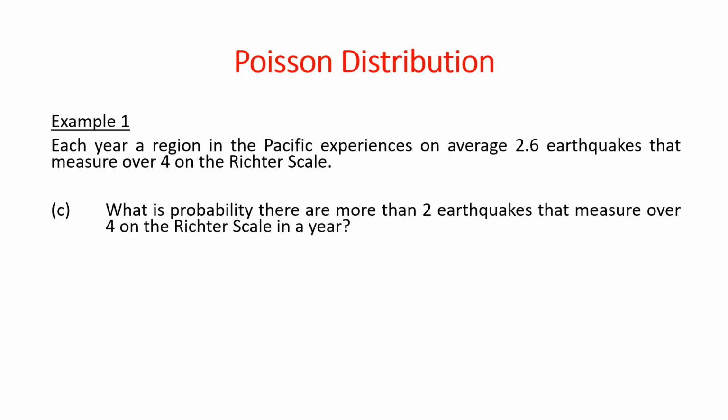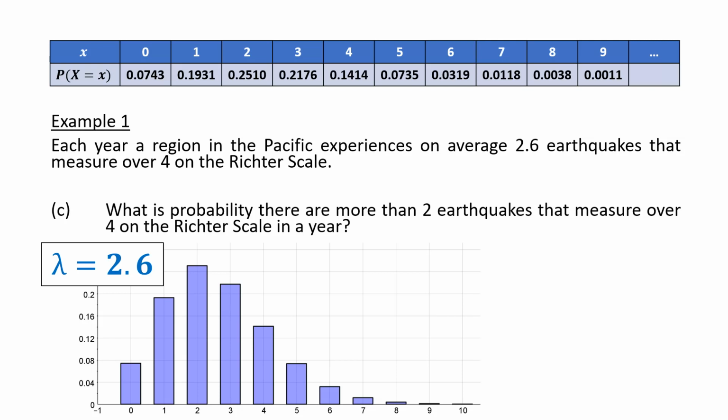All right, now we're on to a bit trickier. Part C, what is the probability there are more than 2 earthquakes that measure over 4 on the Richter scale in a year? Well, once again, I say more than 2. Now, more than 2 means either 3, 4, 5, 6. Remember, there's no upper limit, so that can keep going forever. More than 2, I don't include 2.